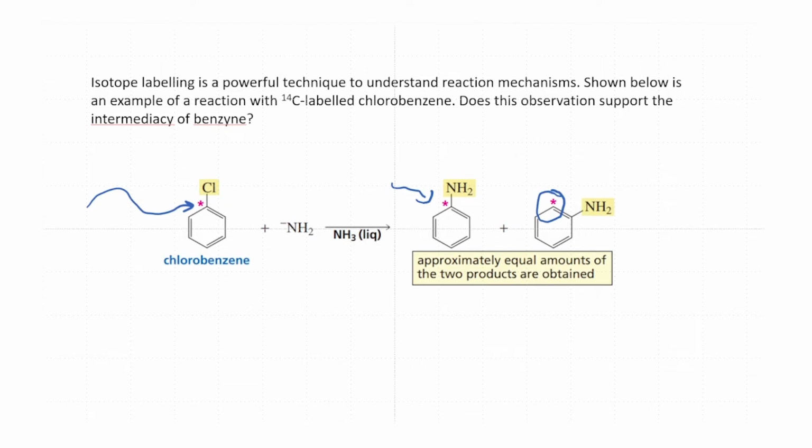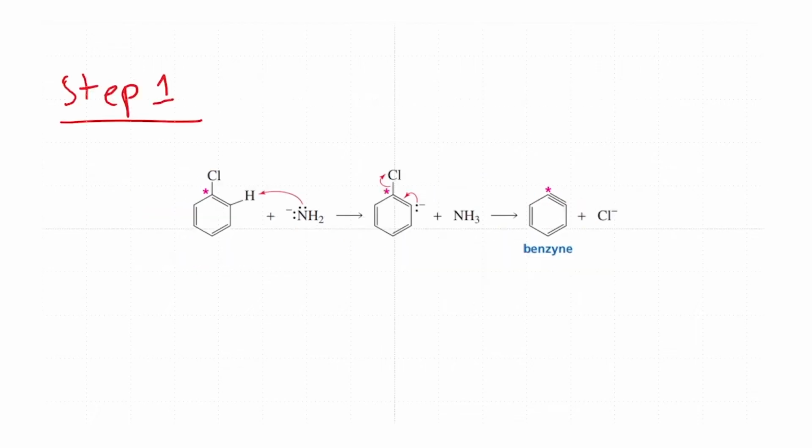So now how do we understand this, or how do we explain this observation? So if you go back and look at the mechanism of the benzyne formation, what we would expect is that the first step would involve the deprotonation of the carbon next to the chlorine, and so this is going to be pulled out, and once it's pulled out, you're going to get this carbanion, which is going to rearrange and give you the benzyne.